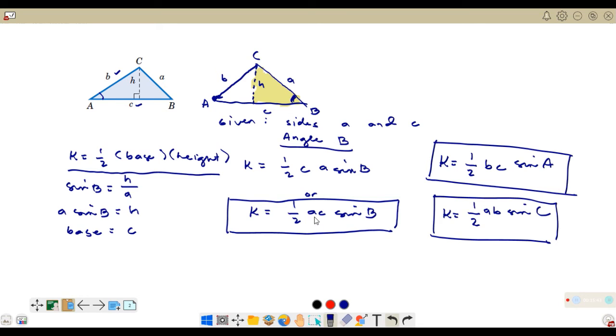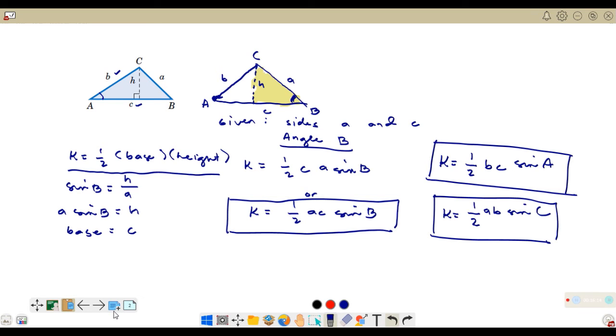Dito, ang nawawalang side ay si side B kasi present si side A at saka si side C. So, ang gagamitin mo for the sine is the angle B. Next, ang present ay si A at si B. Nawawala si side C. So, for the sine, ang gagamitin mo ay si angle C. So, that is the quick way of memorizing all the three formula for finding the area.